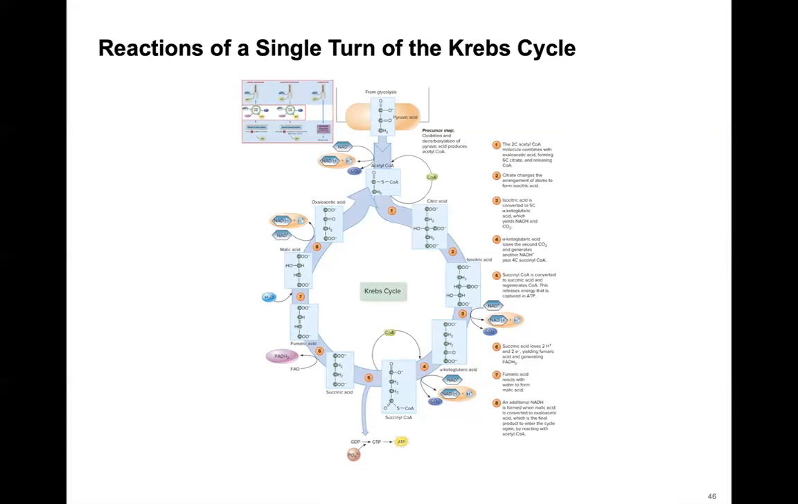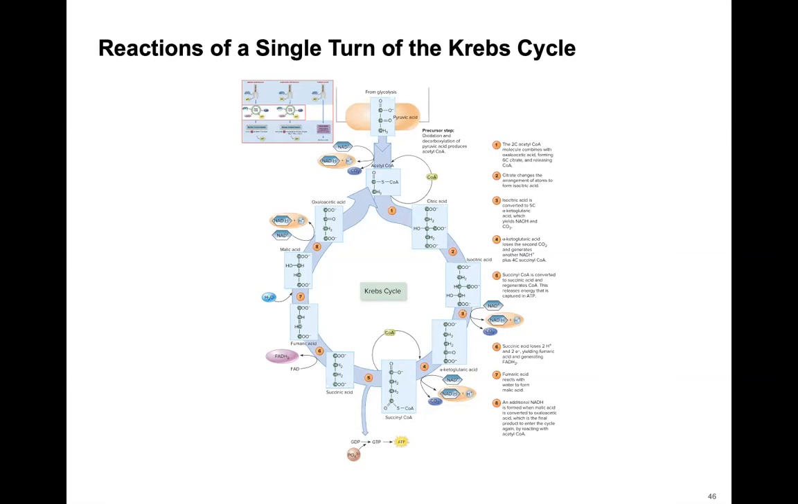Alpha-ketoglutarate in step 4 will then lose the second CO2 molecule and generate another NADH, plus now a 4-carbon molecule called succinyl-CoA. Step 4 is considered the second decarboxylation step of the TCA cycle. During step 5, succinyl-CoA is converted to succinic acid, and it regenerates the CoA molecule, releasing it. This releases energy that is captured into ATP by substrate-level phosphorylation.